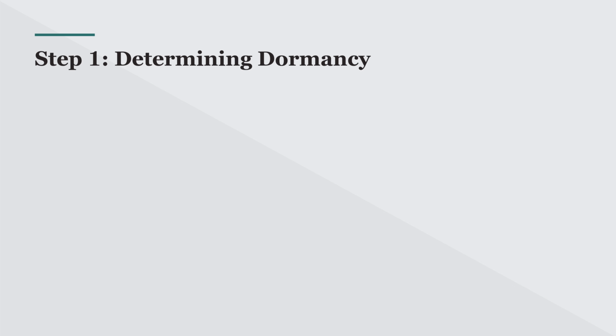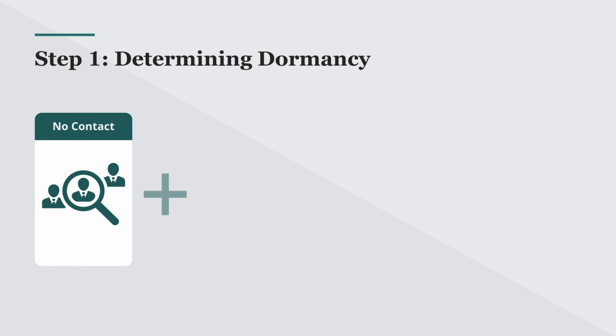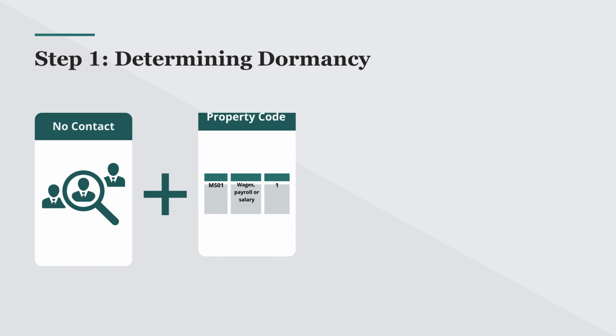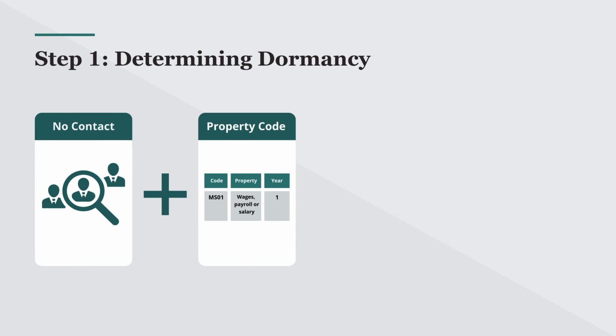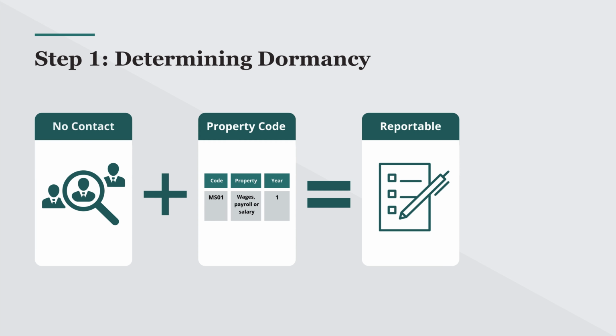The first step of reporting is a crucial one, determining dormancy. A dormancy period is the amount of time without owner-initiated contact or activity. For example, if a former employee has never cashed his check and you have not had contact with him for the last year, the property is considered abandoned and should be reported to the state of Texas as unclaimed property.